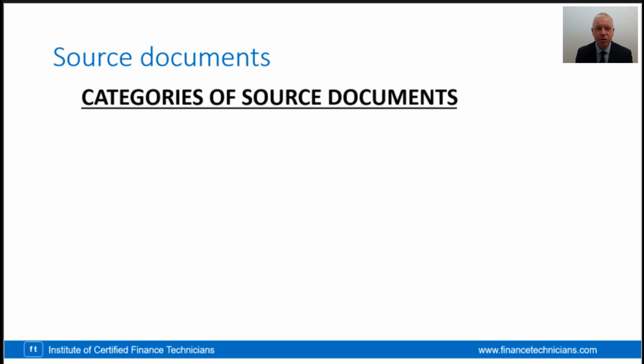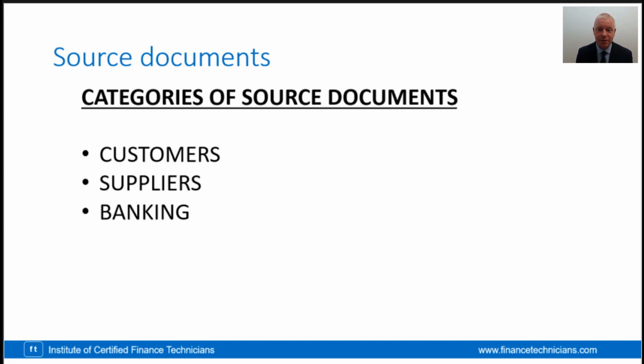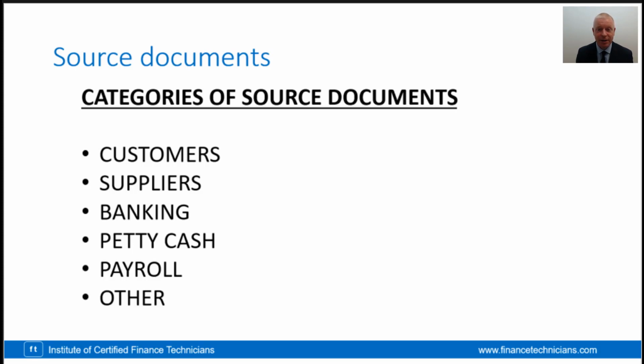So now we're going to move on to putting the source documents into categories. And there's a number of categories they'll fall into quite neatly. The first category would be source documents relating to customers. And that would be all our sales invoices and the credit notes as well in relation to customers. And then we have suppliers, we'll have banking documents, we'll have petty cash documents, payroll documents, and it's always just handy to have a separate section for other that everything else can fall into.